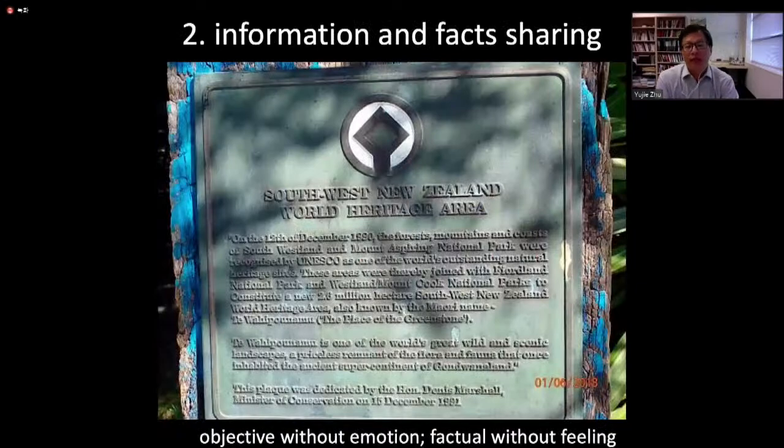The second stage is about information and fact sharing. This is often associated with the presentation of official heritage descriptions developed by experts. We often see this chronicle structure of narrative displayed on the main board of heritage sites. It contains important information such as years and numbers, but is objective without emotion, factual without feelings. I often wonder how much information I actually remember after I visit.